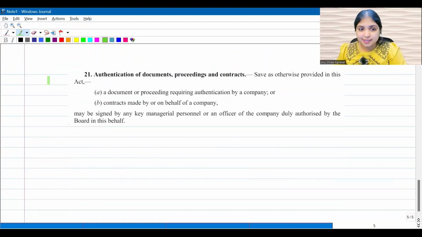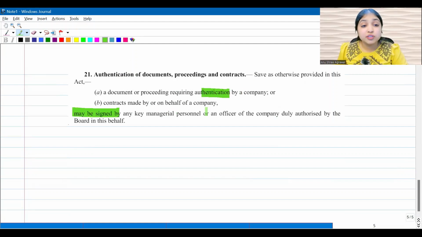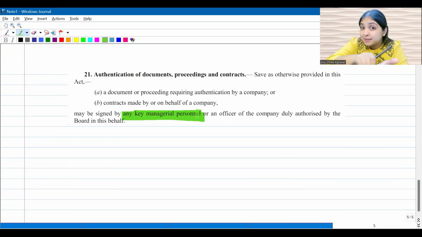I'll give you one more example. Section 21. Section 21 of Companies Act says, save as otherwise provided in the Act, document or proceedings requiring authentication by a company may be signed by any KMP. So section 21 is saying that whenever on any document, company's authentication is required, in all those places, KMP will sign. Wherever company's authentication is required, KMP is signing.